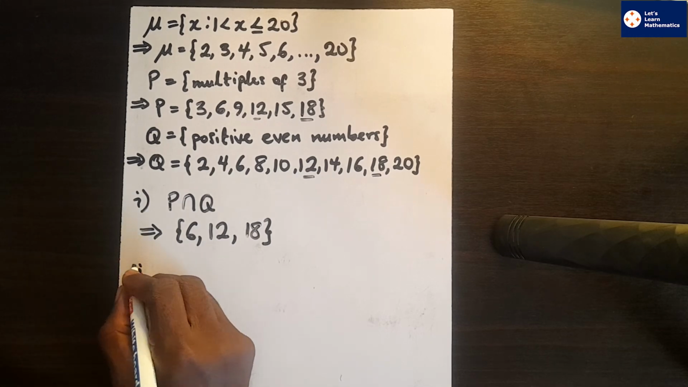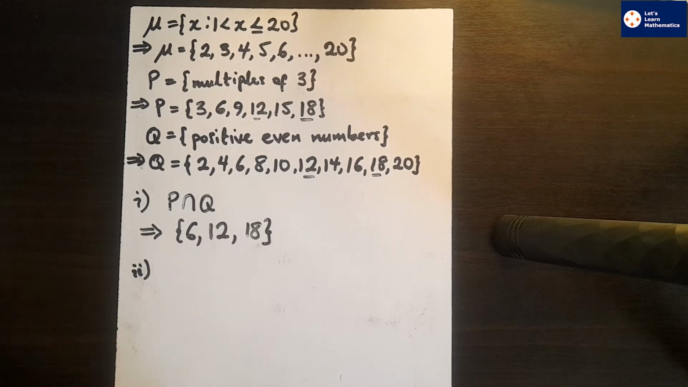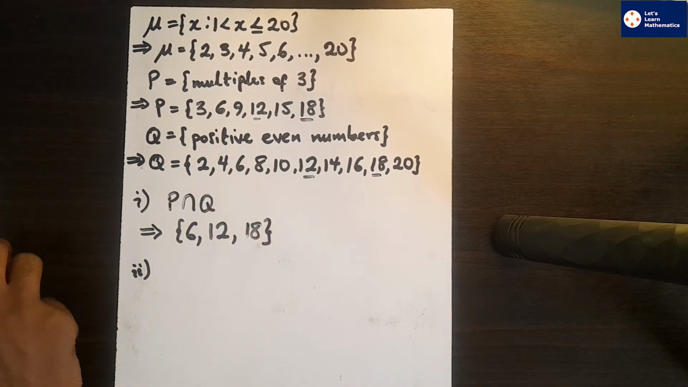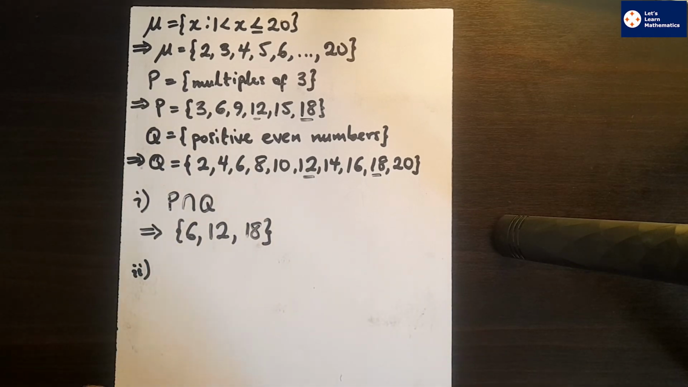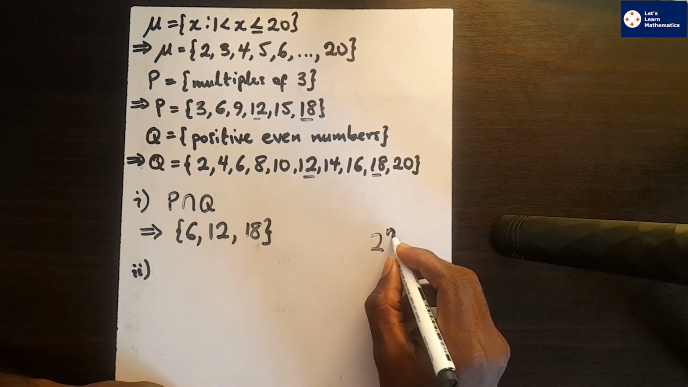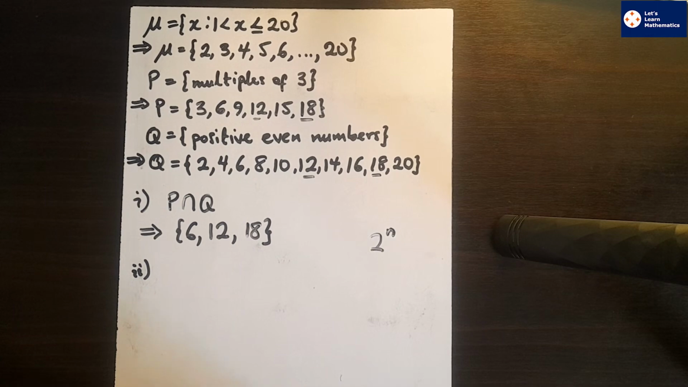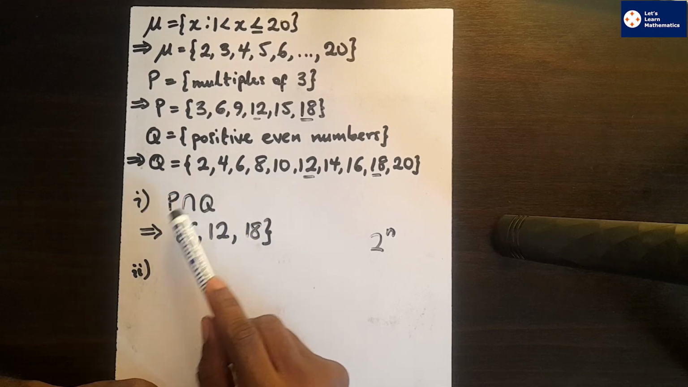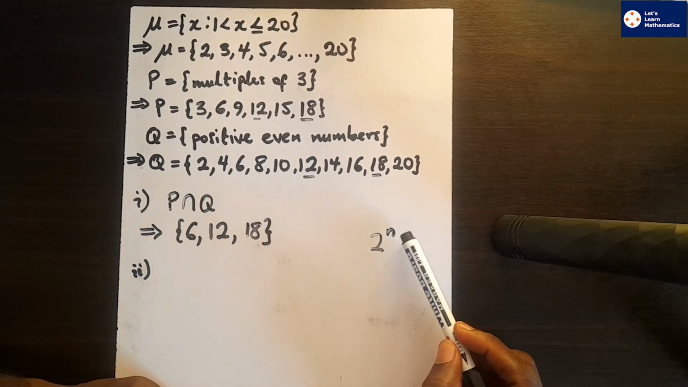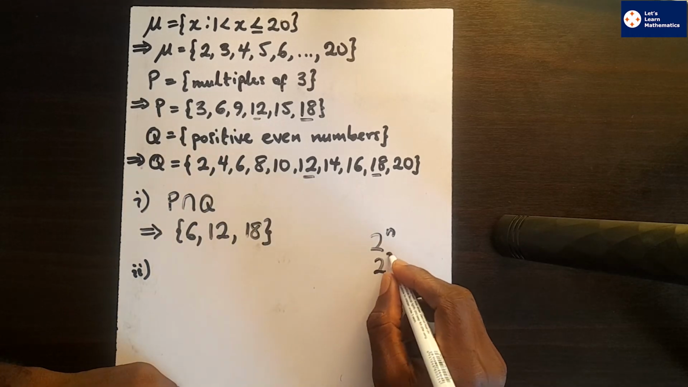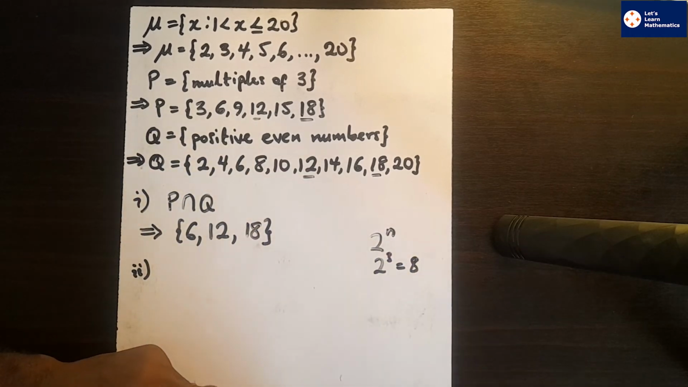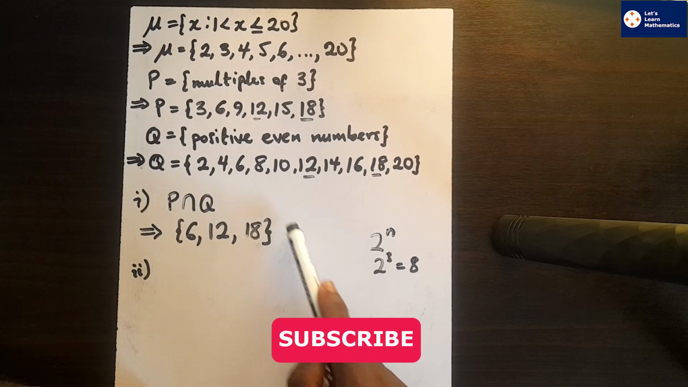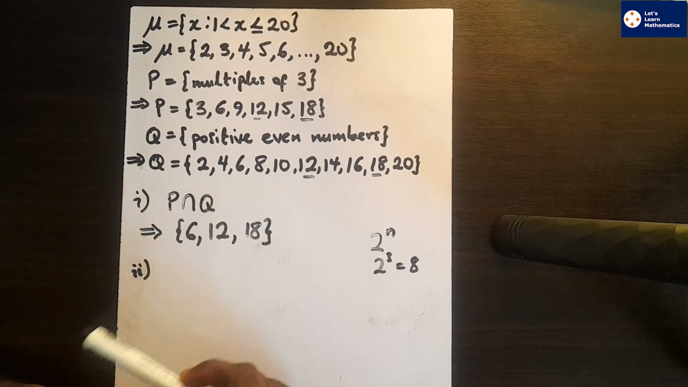Then II says that we should list all the subsets in P intersection Q. To know the number of subsets in any given set, you can use the formula 2 to the power n, where n stands for the number of elements inside the set. For P intersection Q, the number of elements is 3. So 2 to the power 3 gives 8. That means we are supposed to get 8 subsets from the set P intersection Q. So let's do that.